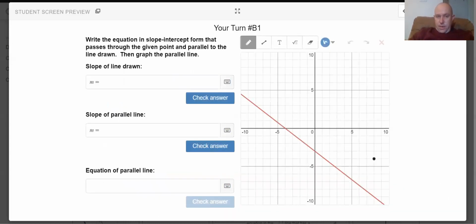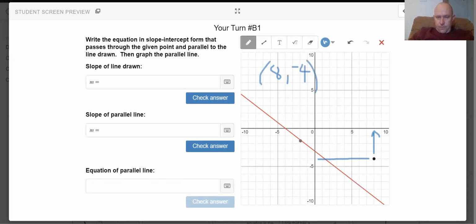There is one to try here as well. So this point here looks like 8. And the y value looks like -4. So that would be my coordinate. So this is what I would put as x1, y1.